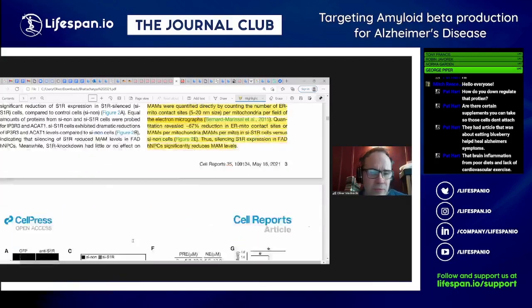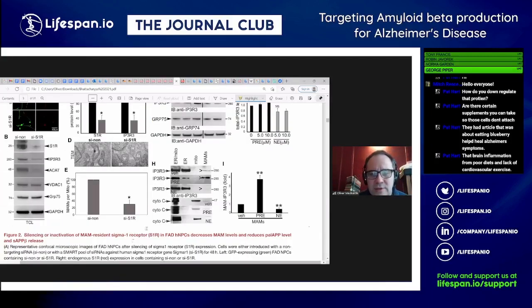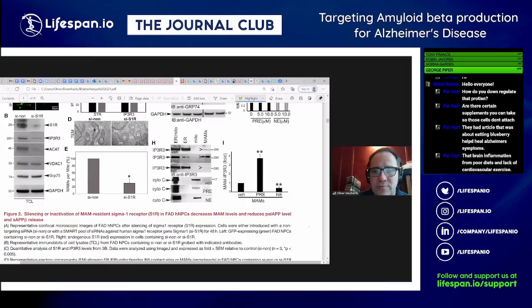In figure two, they implicate the silencing or inactivation of the MAM resident, so we got more of a name here, which doesn't really explain much of its function: Sigma 1 receptor, S1R, right? Silencing and inactivation in these FAD neuronal progenitor cells decreases MAM levels and reduces palmitoylated APP level and subsequent secreted APP beta release. I jumped over to figure 7 to show that if you antagonize or agonize S1R using two different drugs, you have more amyloid beta being secreted as a result.